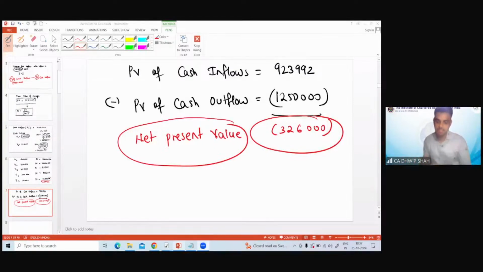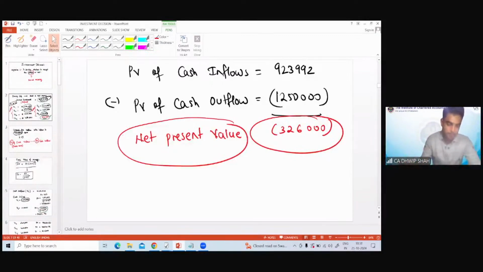Yes, capital budgeting is another name for investment decision. That is correct. Investment decision is also called capital budgeting. Capital budgeting is also called investment decisions. That's correct. Okay, now let's move forward.